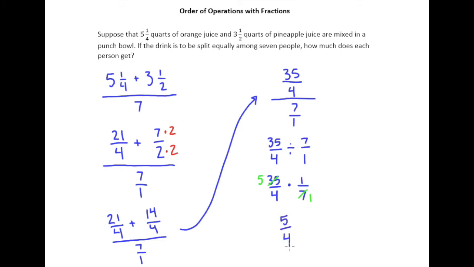But let's keep in mind this is an application problem. And so rather than leaving it as 5/4, we would like to turn this back into a mixed number, which of course we do by dividing. So 5 divided by 4, 4 goes into 5 one time, and we have a remainder of 1. So that means that this 5/4 is written as 1 1/4 quart. So this means that if we split this drink evenly among 7 people, each person gets 1 1/4 quarts.